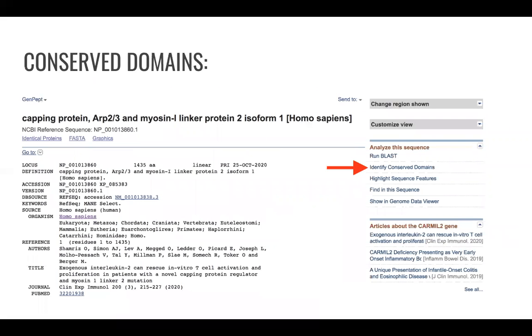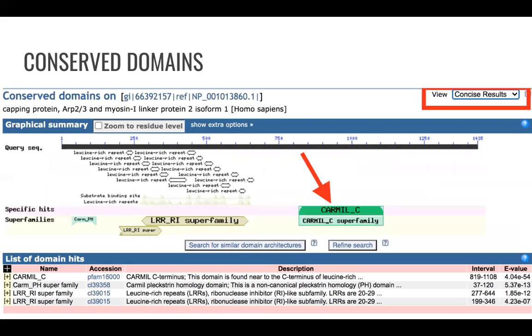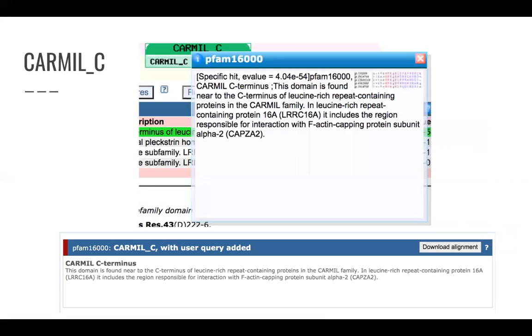And while on the NCBI webpage, if you select Identify Conserved Regions, it brings you to the Conserved Domain Database, CDD for short. Here we have several conserved domains, but my focus is going to be on Carmil C. So Carmil C is found near the C-terminus, in leucine-rich repeat-containing proteins in the Carmil family. And in LRRC16A, it includes a region responsible for interaction with the CAPZA2 protein, which is the protein that I mentioned earlier.